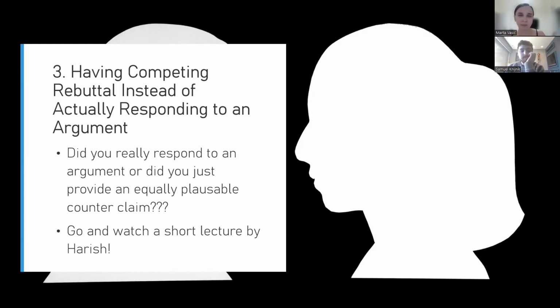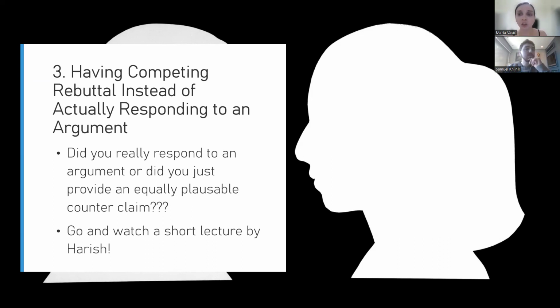And this term, counterclaim, is something which you will hear fairly often from judges. When they are judging, they will say, oh, the rebuttal was not good. And then you will say, but I did respond to it. And then the judge will be like, yeah, but that was a counterclaim. A counterclaim fundamentally means that you don't disprove the argument. You just prove that something else, completely opposite, is equally plausible.